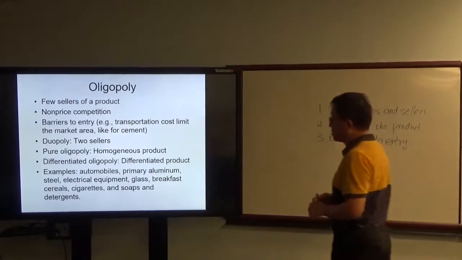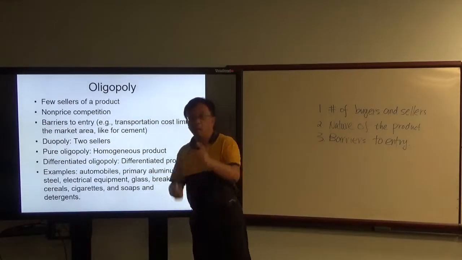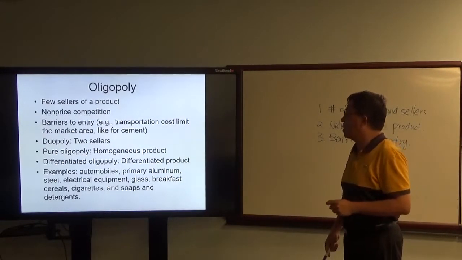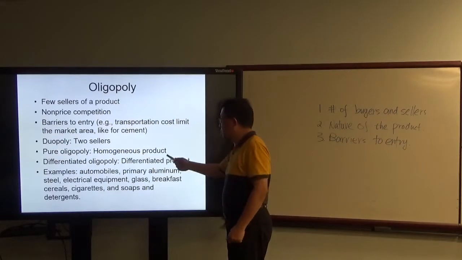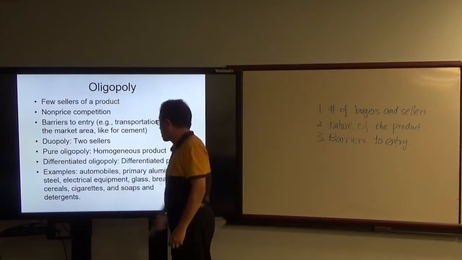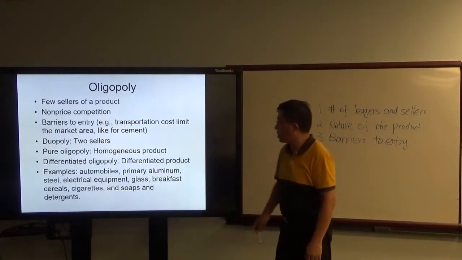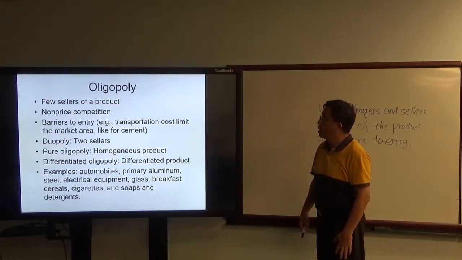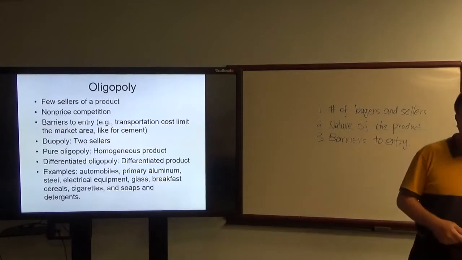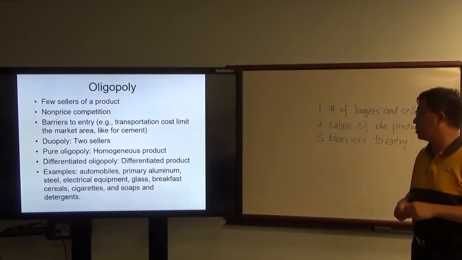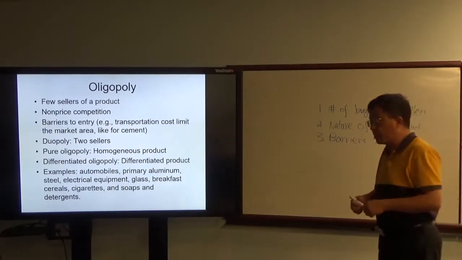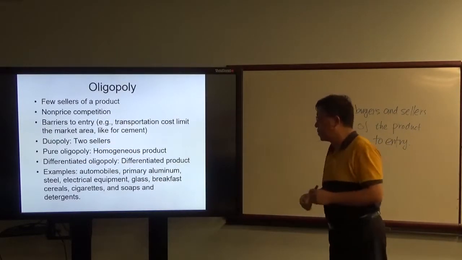And duopoly is a special case. We have only two companies in the market. In a pure oligopoly, they produce exactly the same product. And in differentiated oligopolies, they produce similar but different products. And most of the large industries in the United States can be classified as oligopoly. The auto industry, pharmaceutical, right? The pharmaceutical industry is also dominated by a few large companies.